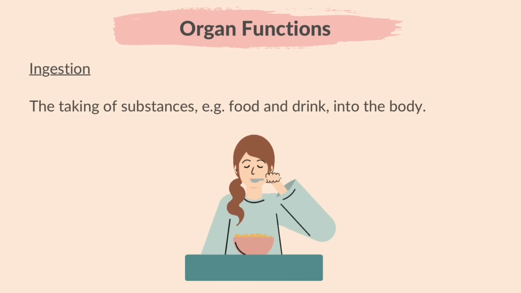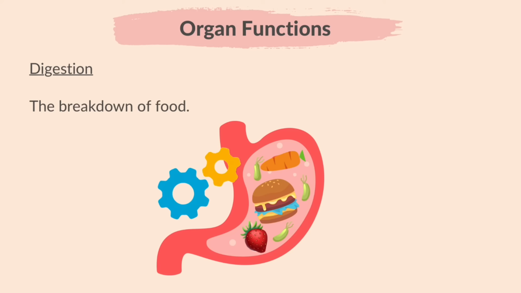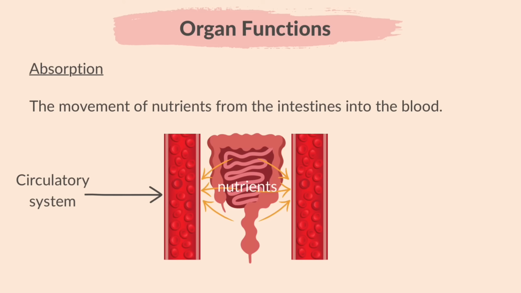Next, let's take a look at the different functions of the organs of the digestive system. Ingestion is the taking of substances, for example food and drink, into the body, basically eating or drinking. Digestion is the breakdown of food. Absorption is the movement of nutrients from the intestines into the blood. That is, when the nutrients move from the digestive system into the circulatory system.